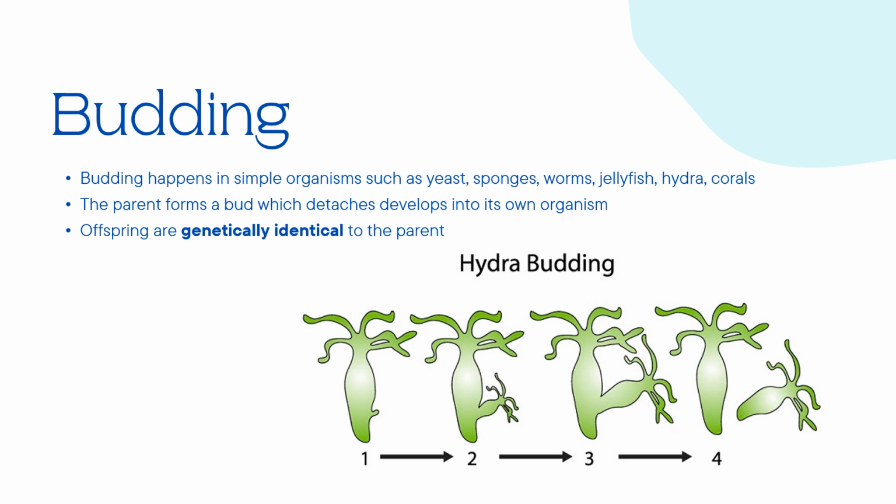The second type of asexual reproduction that I want you to know is budding. And so budding happens in simple organisms such as yeast, sponges, worms, jellyfish, hydra, and corals. And it is when the parent forms a bud which detaches and develops into its own organism. So for example, we have a hydra here. It's developing a bud on the side, it grows and then detaches, and this bud will become its own organism. And this offspring, of course, is genetically identical to its parent. Again, I have another video of some coral doing this. It goes for about a minute again, so enjoy.